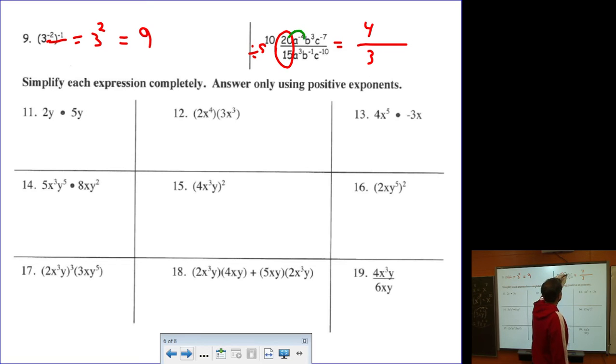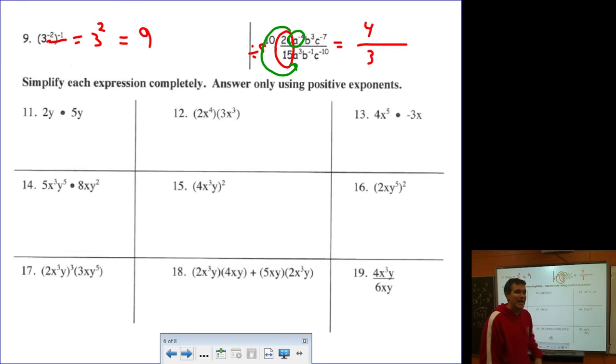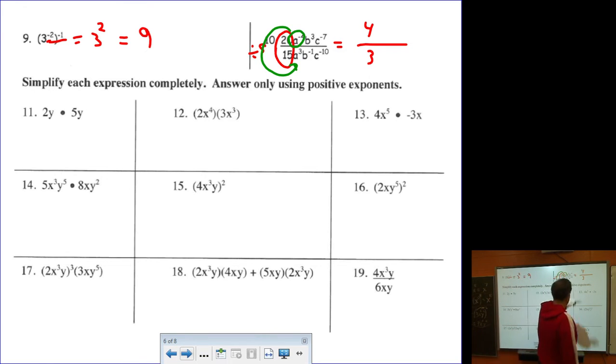The a's that are on top have a negative exponent, so they need to come to the bottom and join the 3 a's that are already down there, giving me a total of 7 a's on the bottom. The b's that are on the bottom need to go up to the top and join the 3 b's that are already up there. And that gives me a total of 4 b's on top.